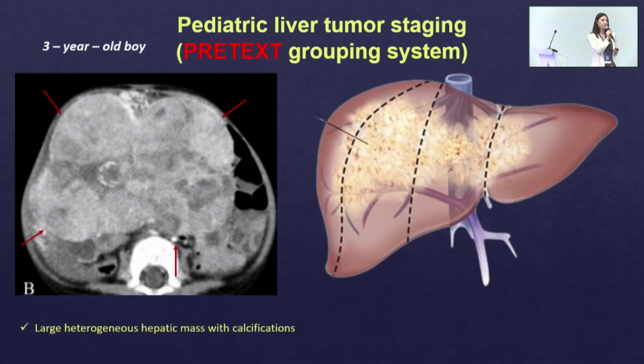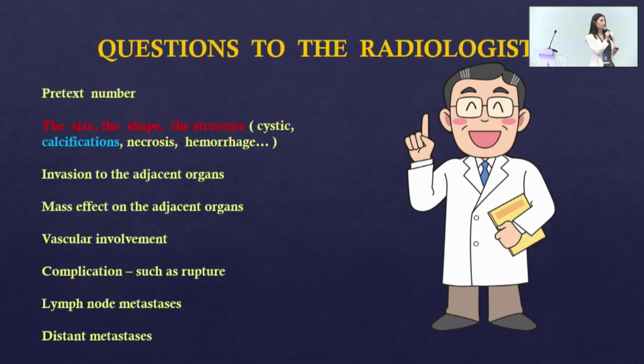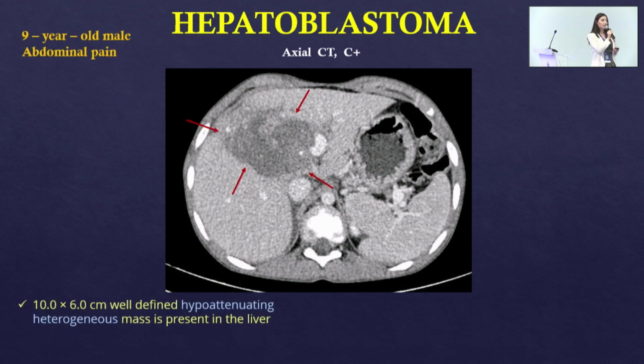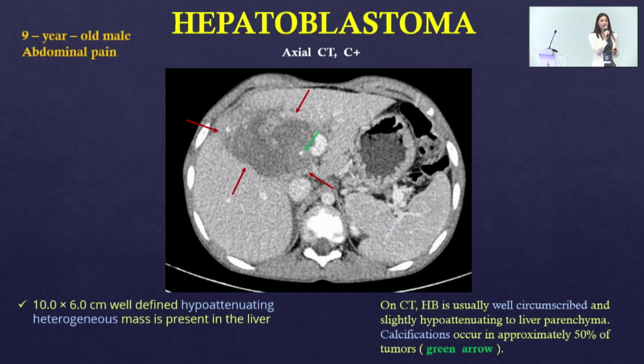So it is the fourth type, it is the worst type. Next question to the radiologist about the size, shape, structure. And here we can see the lesion. It is hepatoblastoma. We can describe its shape, its structure, but we can also find calcification in it. And as you know, in more than half of cases of hepatoblastoma, we have calcification in it. And it is very important information that will be in radiologist reports.